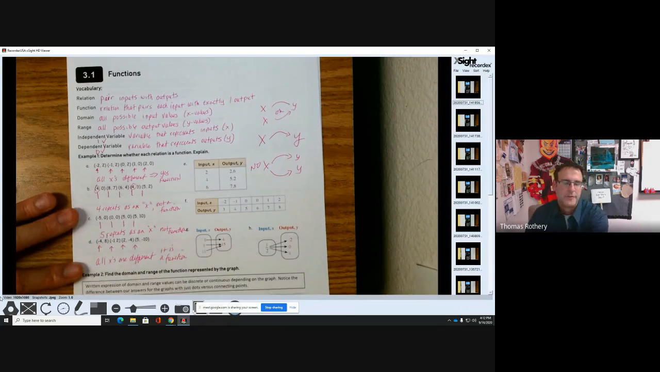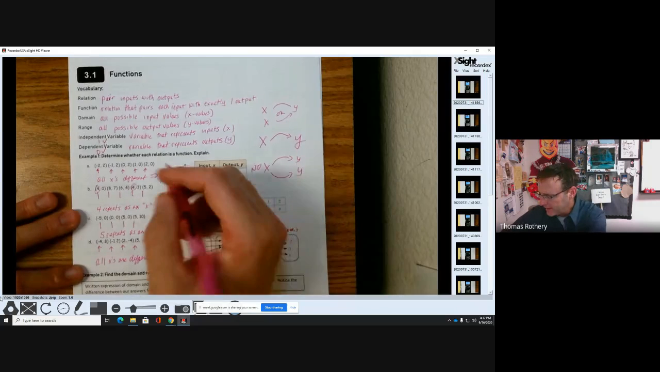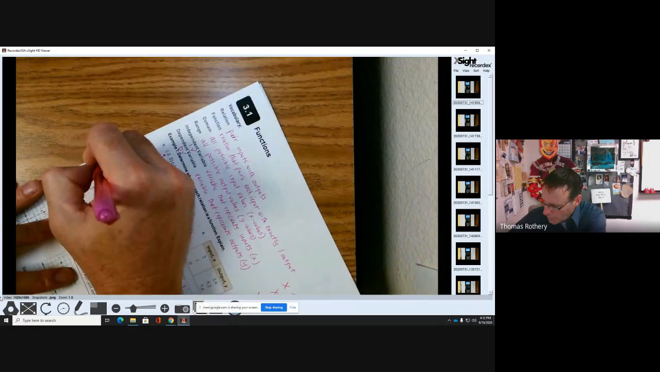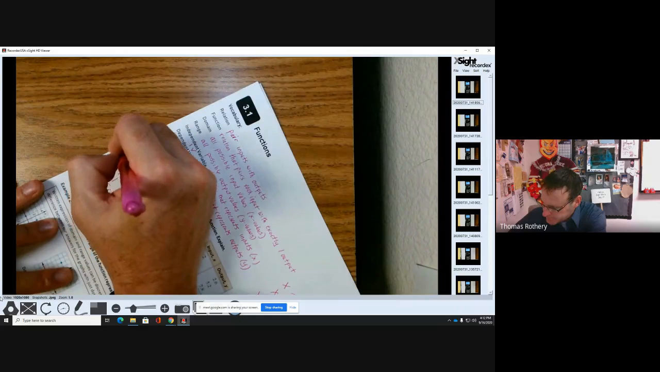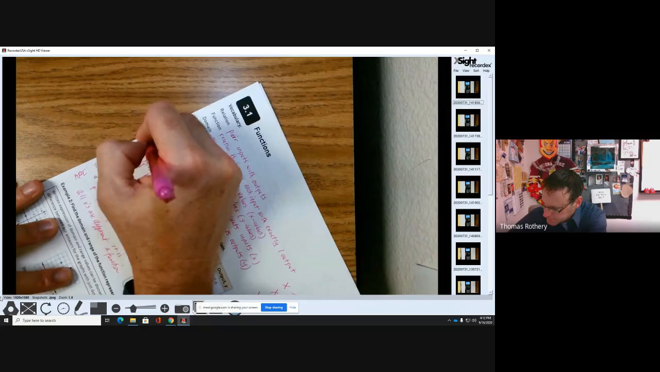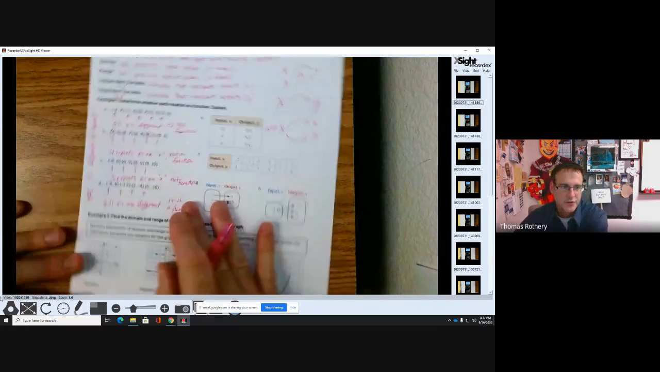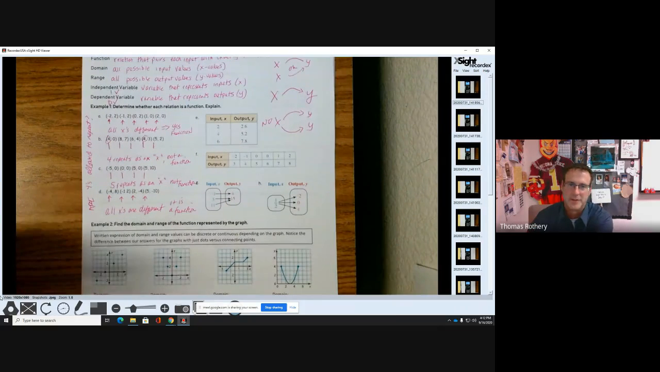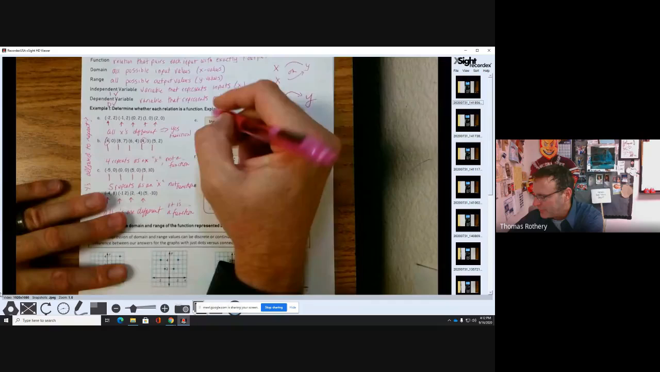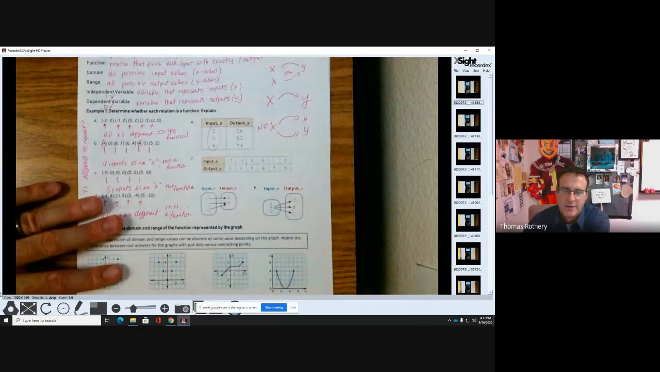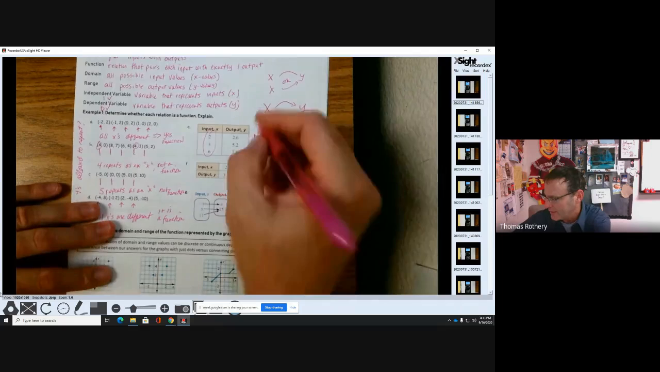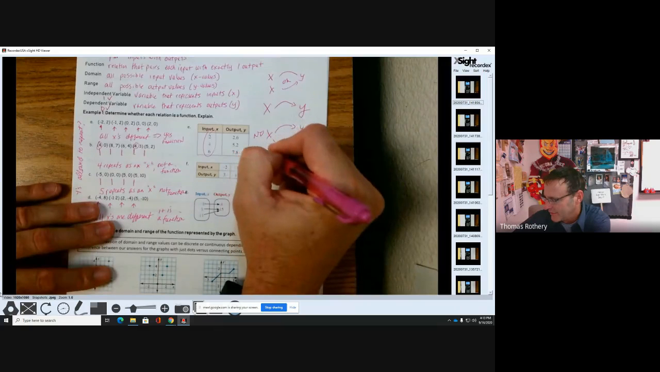Most people find these pretty easy. Are y's allowed to repeat? And the answer is yes. Your y values can repeat. That's still a function. It's only about the x's. So if I look at these x's, are they all different? Yes, they're all different, so yes, it is a function.